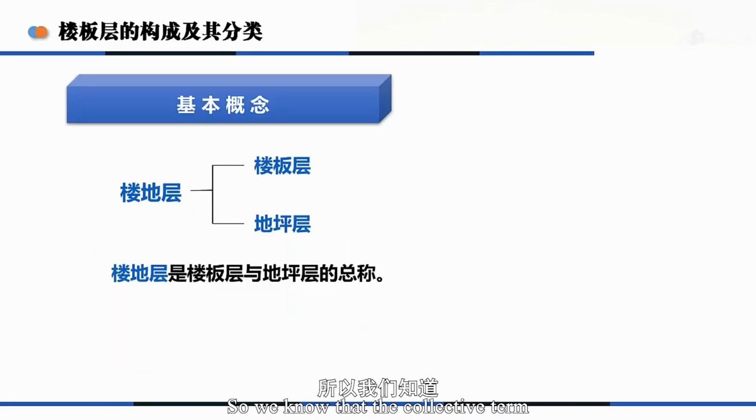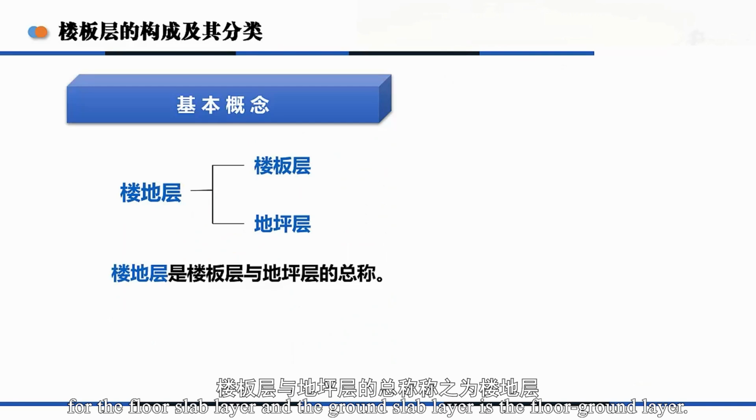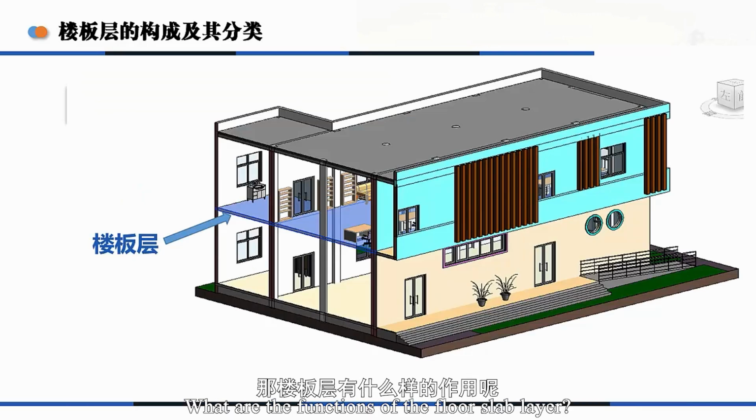So we know that the collective term for the floor slab layer and the ground slab layer is the floor ground layer. What are the functions of the floor slab layer? We can see that without this floor slab layer, without this horizontal component, how would the first and second floors be separated? There would be no way to separate them. Therefore, the floor slab layer serves the function of dividing space.